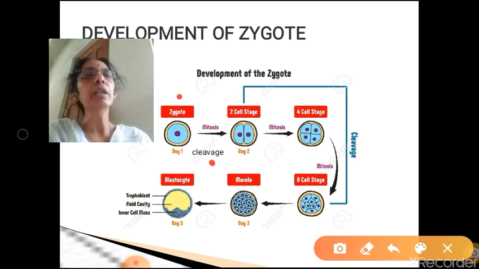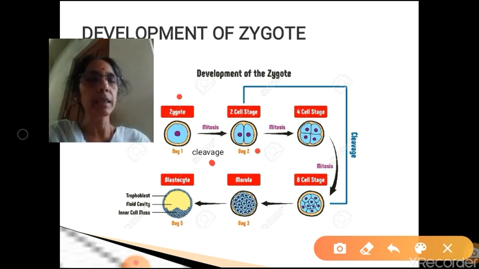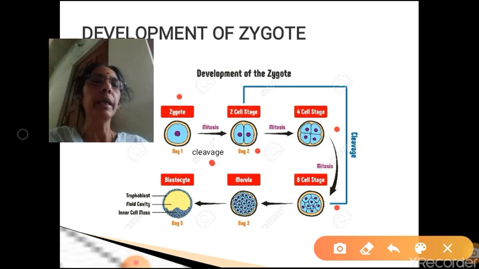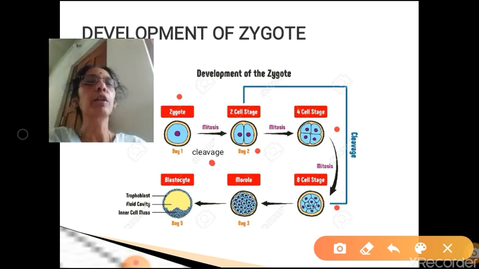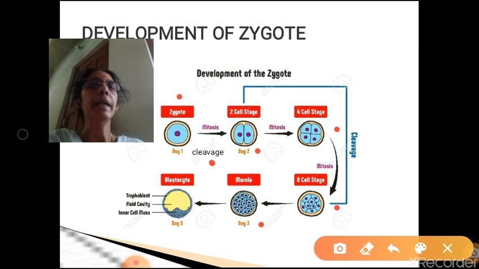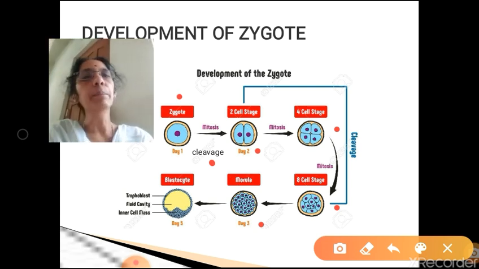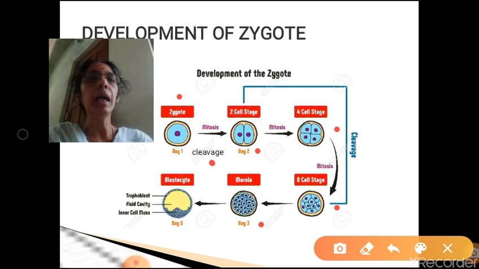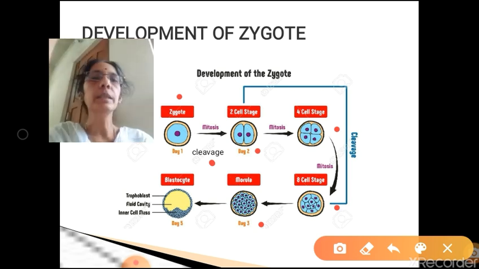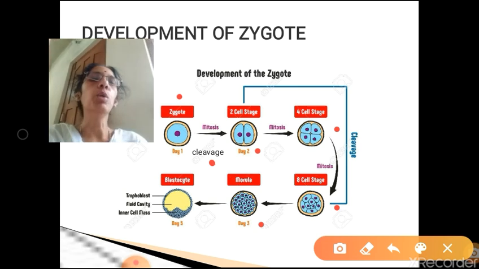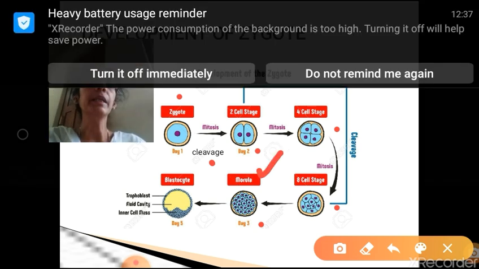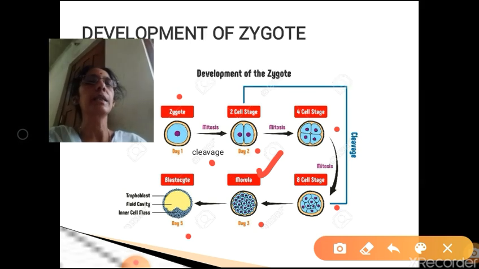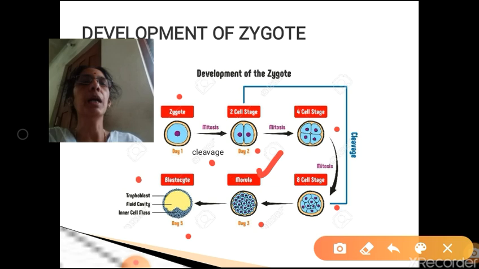So, initially it will form two cells after mitosis. After the second mitosis, it forms 4 cells. After the third mitosis, it forms 8 cells. After that, it will form 16 cells. At the 16-cell stage, the embryo resembles a mulberry fruit. So, this stage is called the morula stage. Then it forms 32 cells. At the 32-cell stage, it is called a blastocyst.